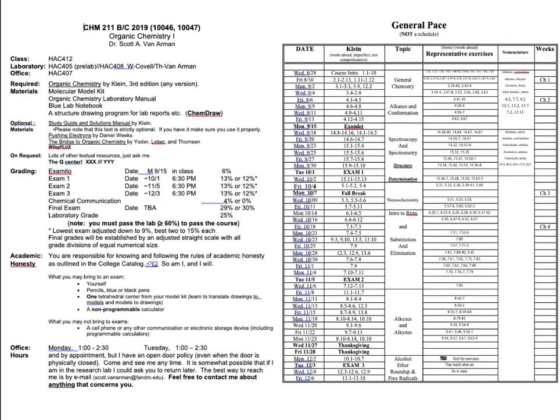These are the two pages that I'm going to refer to as the nuts and bolts of the syllabus. This page obviously has some information on it, and we'll come and talk about that. And this I'm going to refer to as the general pace of the course.